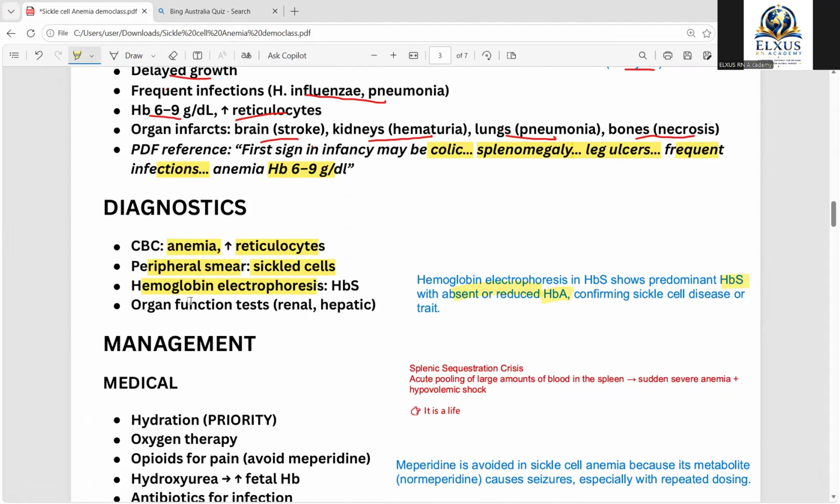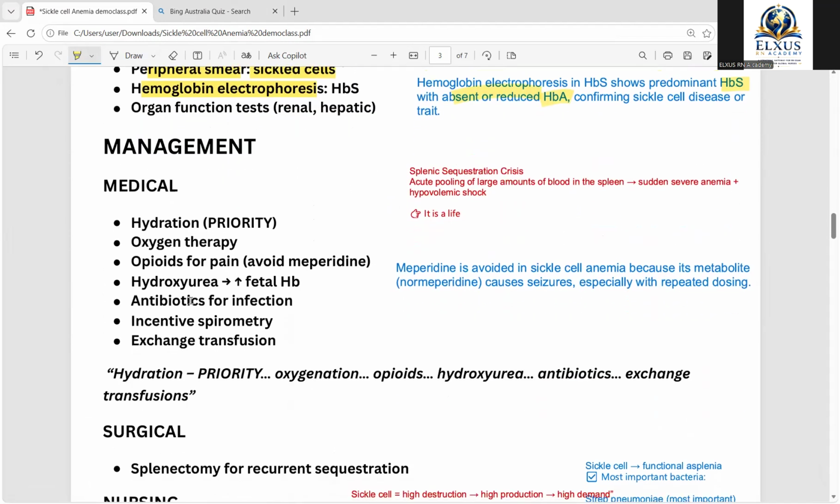We can also do organ tests, that means the renal function test and liver function test, and find out if there is any organ damage. These are the main diagnostic tools used in the diagnosis of sickle cell anemia.